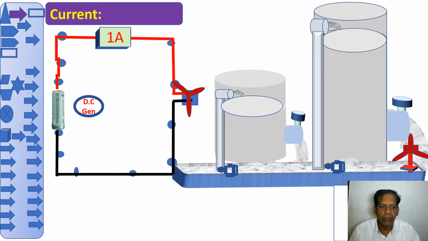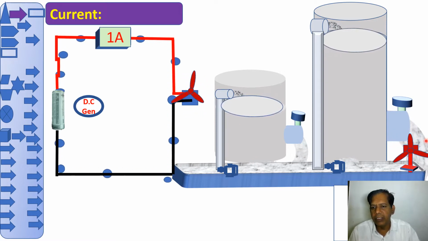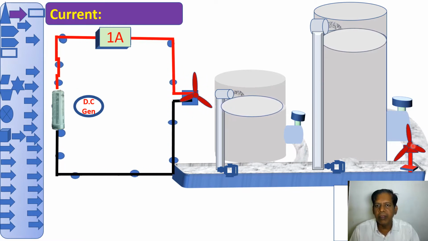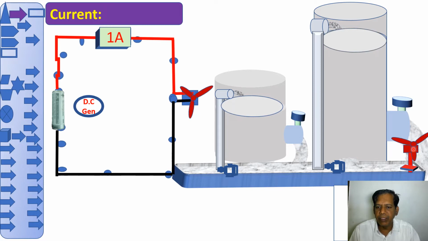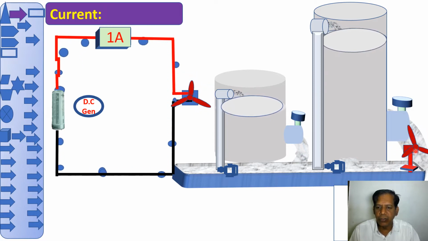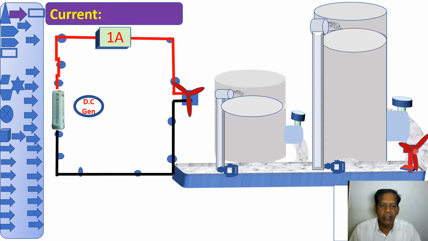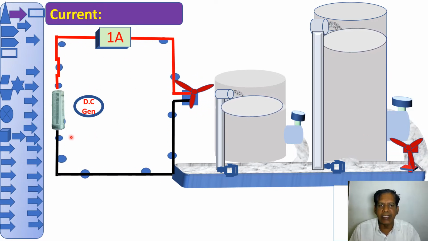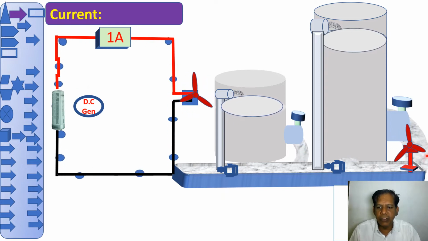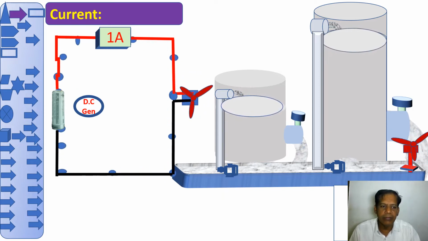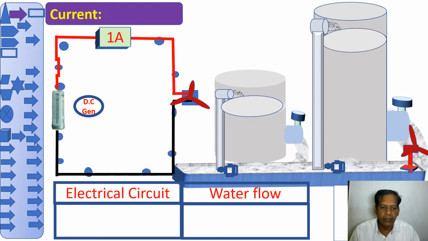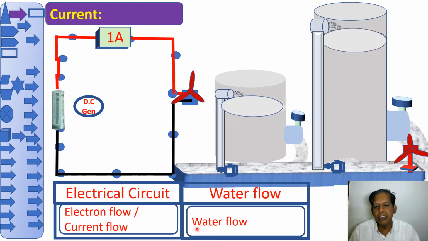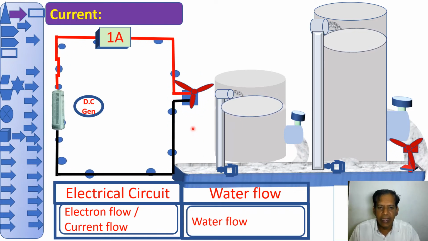Now I am going to operate this valve. Since I have operated this valve, water is flowing. Since the fan is kept in the water flow direction, the fan is also rotating. Now what is current? The flow of electric charge is known as current. It is just similar to a water flow. This electron flow, which is similar to a water flow, is known as current.